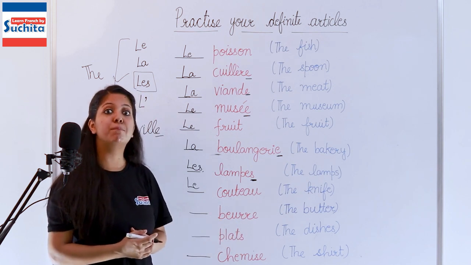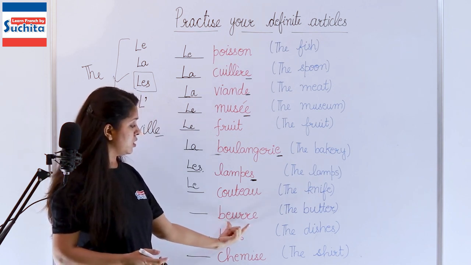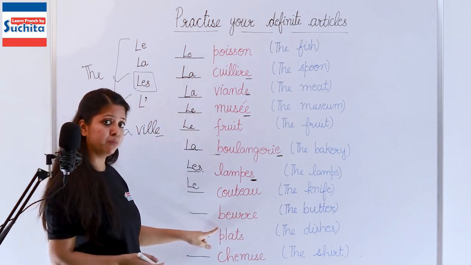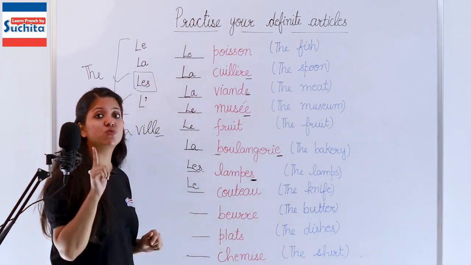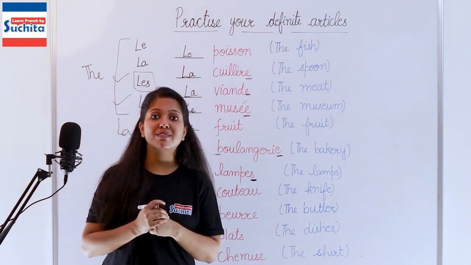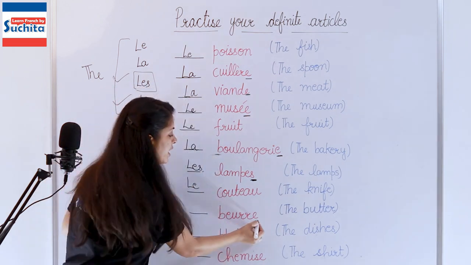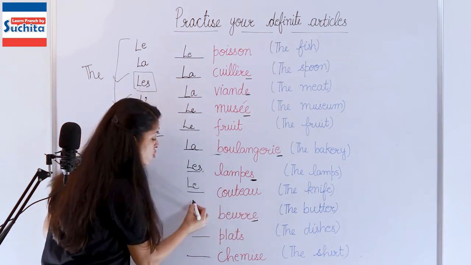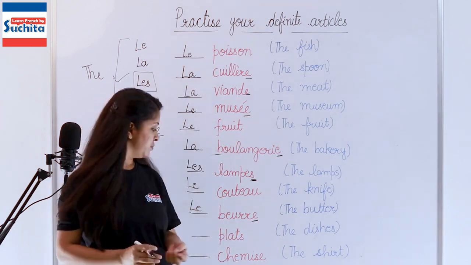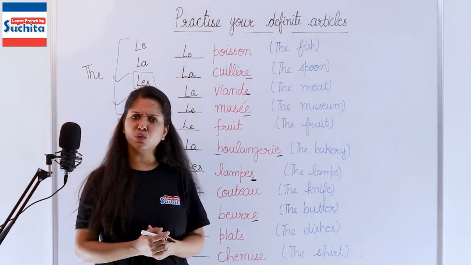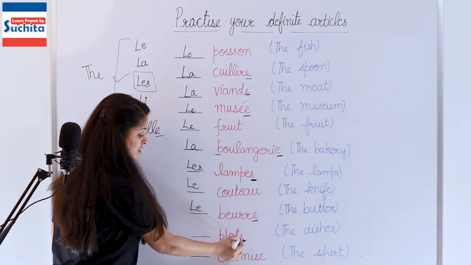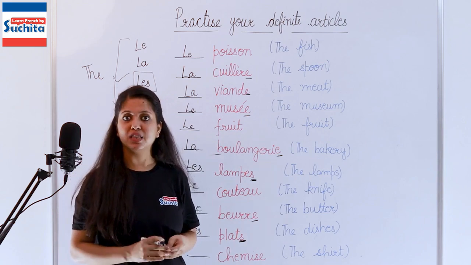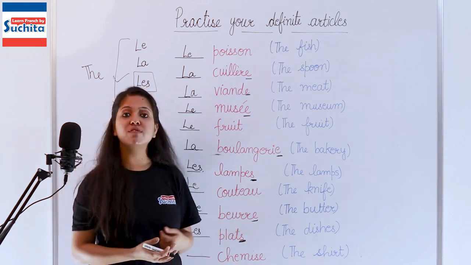Beurre. It is not plural. Doesn't even begin with the letter which is a vowel. But this word is an exception. Since this word is an exception, the rule will get reversed. It ends with the letter E, so therefore it is masculin. Le beurre, the butter. Plat. Is it plural? Yes, it is. So you say les plats. Les plats, the dishes. And finally you have chemise.